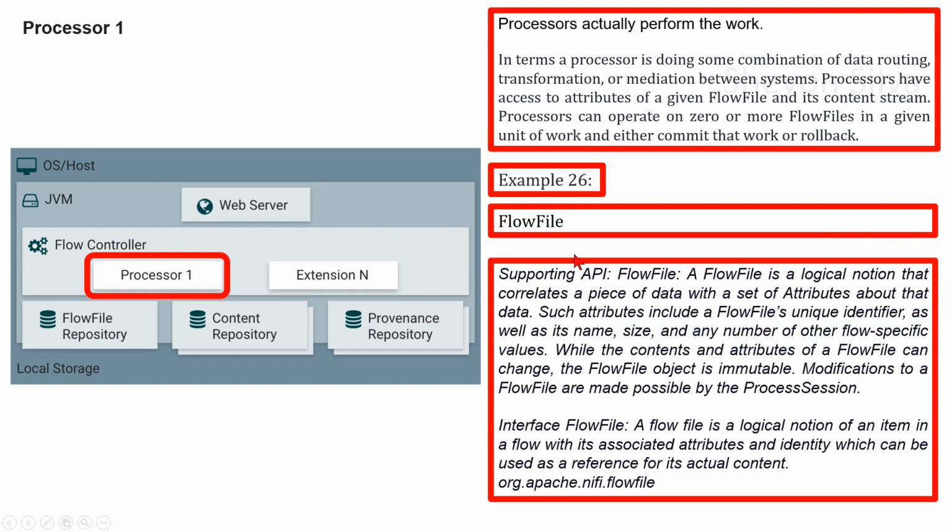Now we are focusing on FlowFile in the supporting API. A FlowFile is a logical notion that correlates a piece of data with a set of attributes about that data. Such attributes include the FlowFile's unique identifier as well as its name, size, and any number of other flow-specific values. While the contents and attributes of a FlowFile can change, the FlowFile object is immutable. Modifications to the FlowFile are made possible by the ProcessSession.